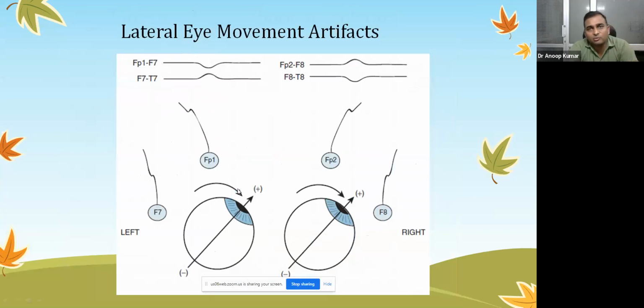Now another type of eye movement artifact is the lateral eye movement artifact. That was the vertical movement artifact, and this is the lateral one. When both eyes move in the same direction, when the patient is looking to the right side, the cornea moves towards F8, making it more positive than FP2, and on the left side it is moving away from F7. So there is more positivity towards F8 and less positivity towards F7.